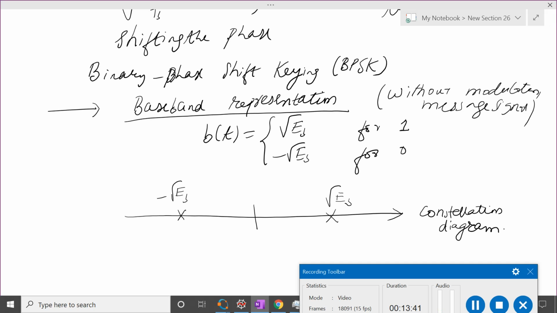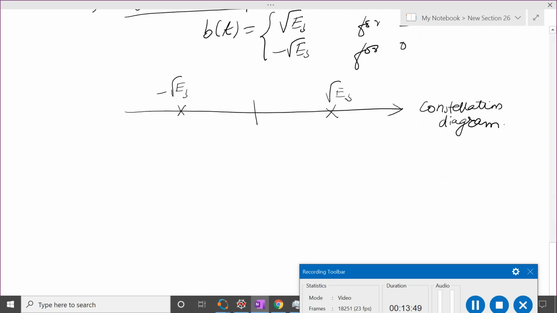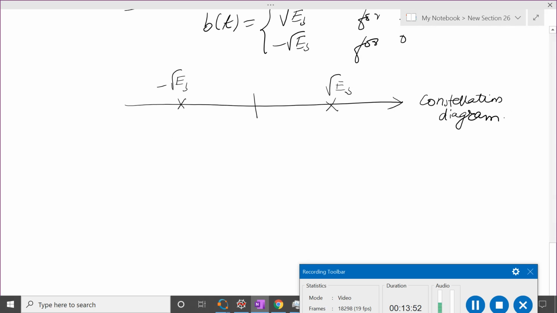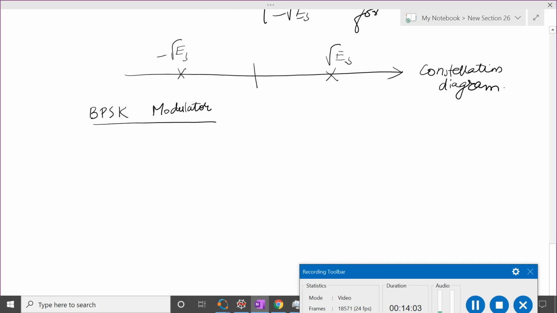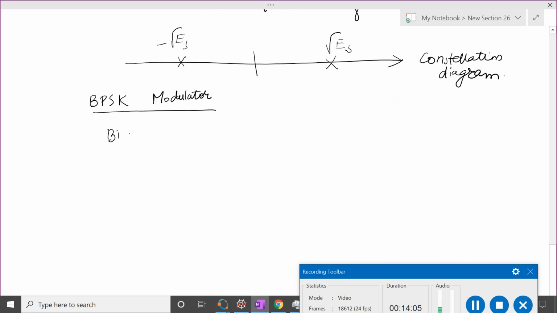Now, how to generate it? How to design the modulator? It's very simple. See, what is the input? Now I will write here, BPSK modulator. So I have a binary data sequence.